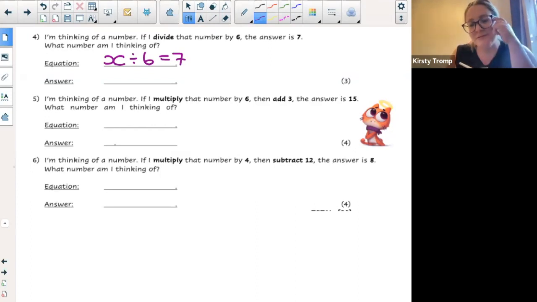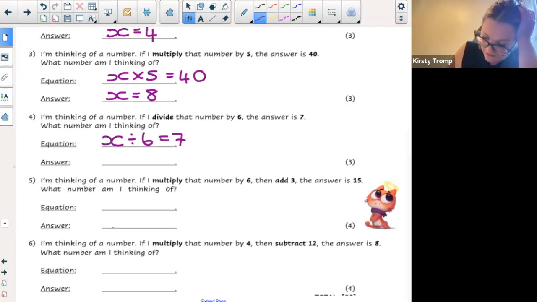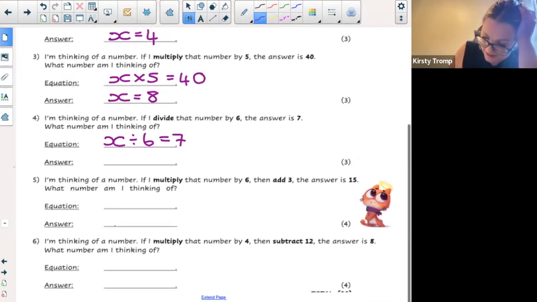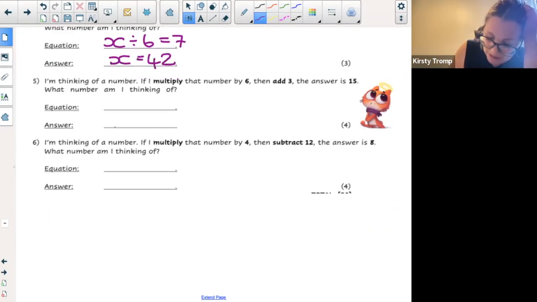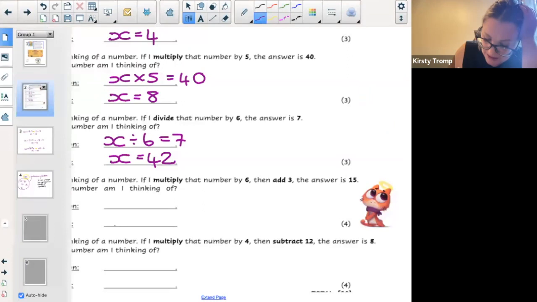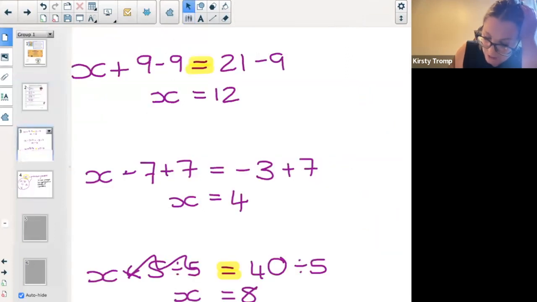Katlego? Hello, ma'am. Hi, what's x equal to? Did you work it out? Yes, ma'am. What's x equal to? X is equal to 42. Well done. Right, Katlego, stay with me. Let's go show everybody how we did that. Okay, ma'am.